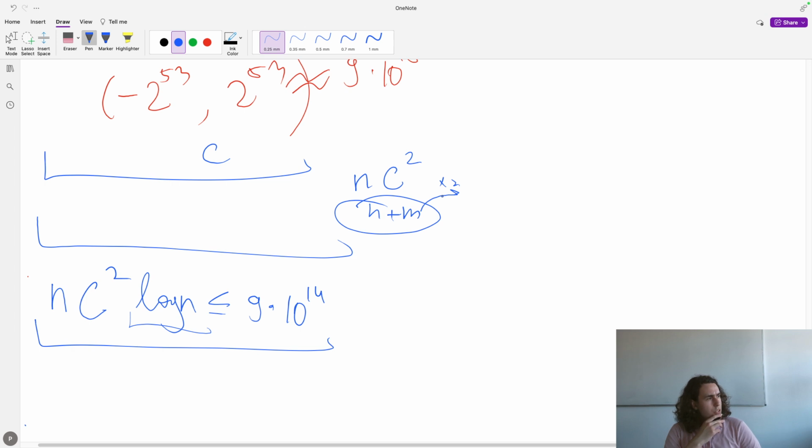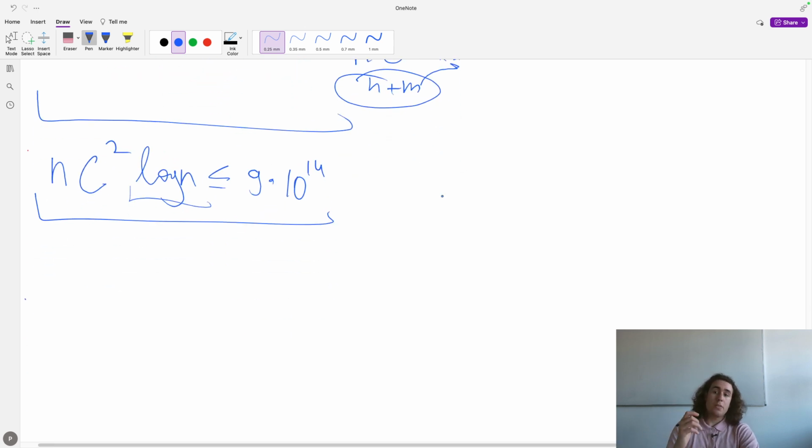Actually, I'm not sure. Yeah, I guess it could be up to a factor of 4 larger, but whatever. This n is the thing that we do FFT with. And this log n, I guess, is going to be 20. So we can simplify this formula to something like n c squared should be at most 4.5 times 10 to the 13.